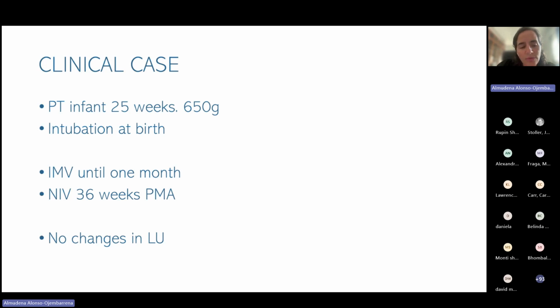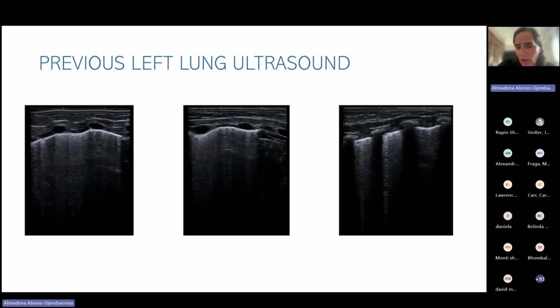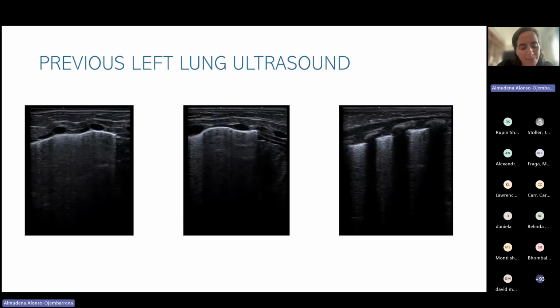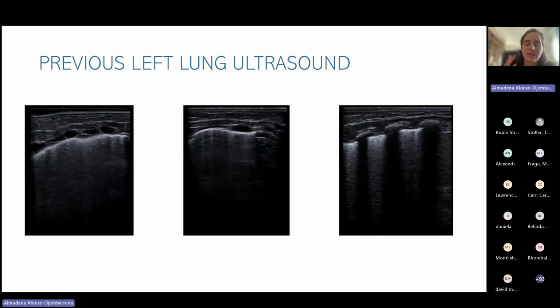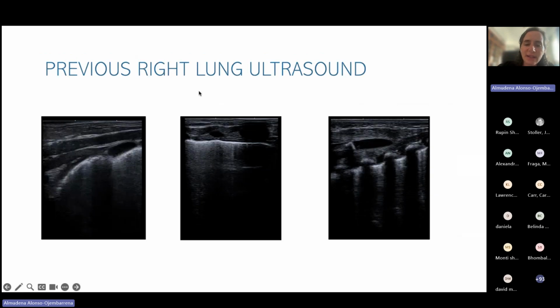Different attempts to remove non-invasive ventilation were unsuccessful, and we always got the same value in the ultrasound. We don't see the improvement that we have described that we need to see before trying a non-invasive removal. This is the example. These are the images of her left lung and her right lung.